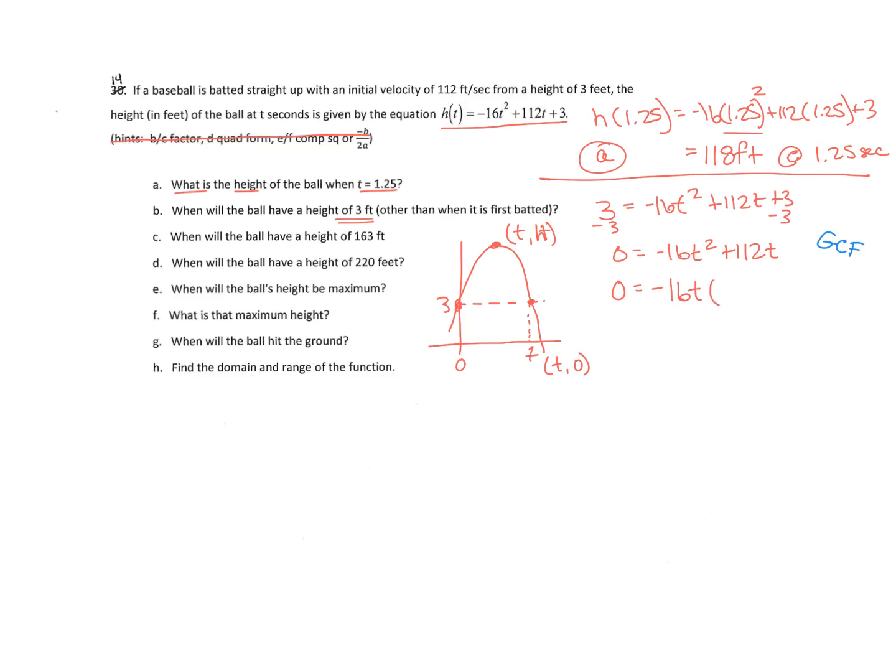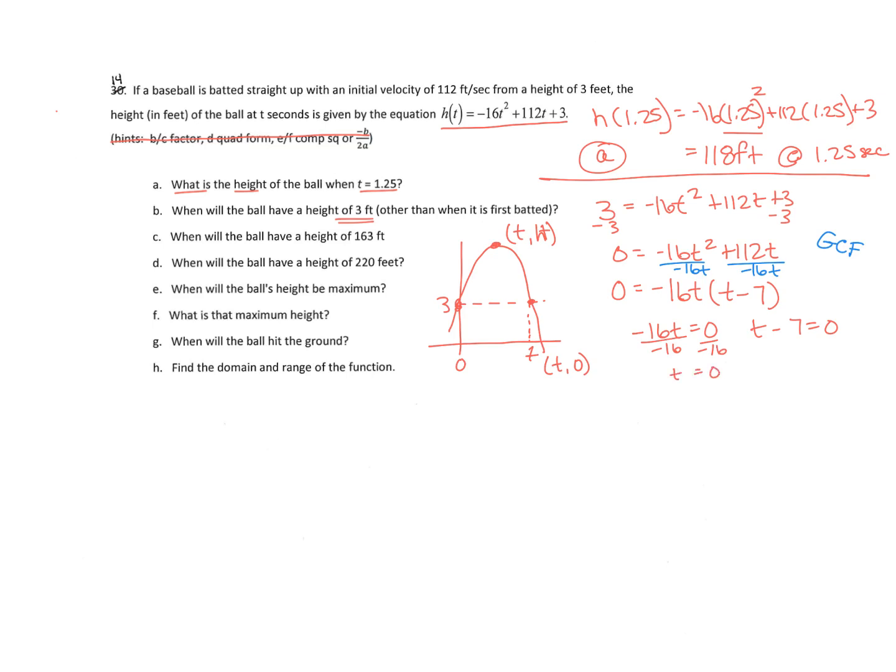And when I divide my first term by my GCF of negative 16t, I have a t left over. So I've got a t in my parentheses. And when I divide my 112 by my negative 16t, I'm going to have a negative 7 left over, because the t's completely cancel. So now that I have this factored, I know by the zero product property that one of my two factors is 0. It's a t minus 7. t minus 7 equals 0. So I can divide both sides by negative 16, and I get that t equals 0.